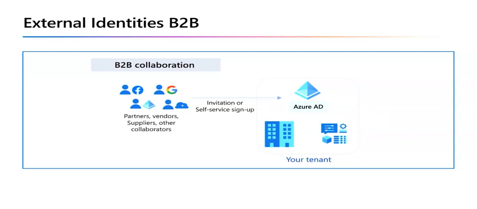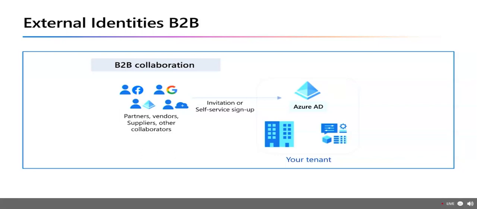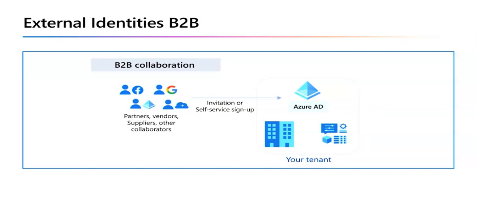And once the external user has redeemed their invitation or completed the sign-up, they're represented in your directory as a user object. Now, B2B collaboration user objects are typically given a user type of guest and can be identified by the #EXT# extension in their user principal name.